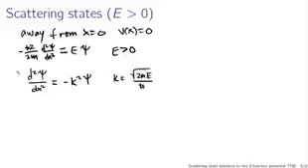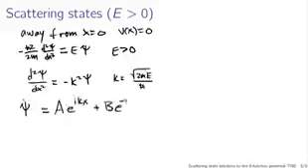Looking at this ordinary differential equation, we can write down the solution. The solution is, let's say, psi is equal to A e to the ikx plus B e to the minus ikx. When we take the second derivative of this exponential, we'll bring down an ik quantity squared, which will give us a minus k squared.